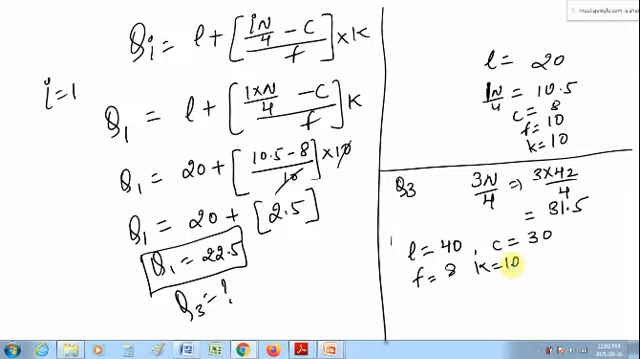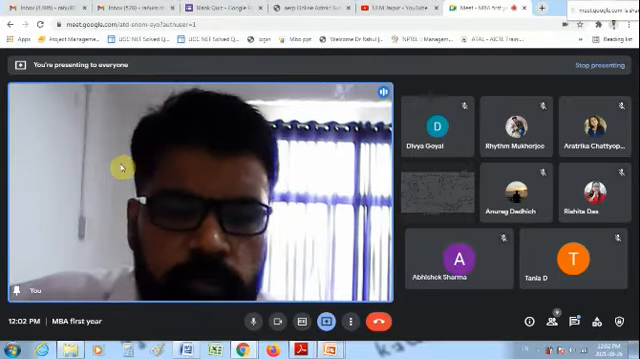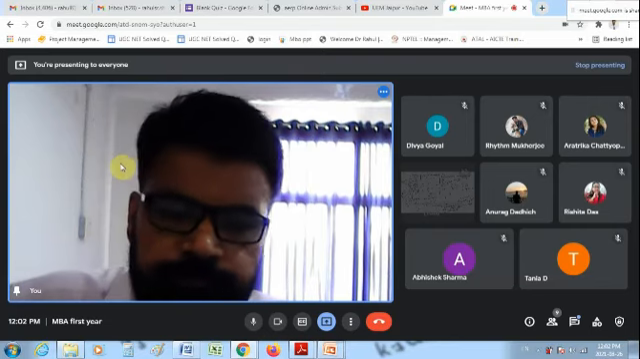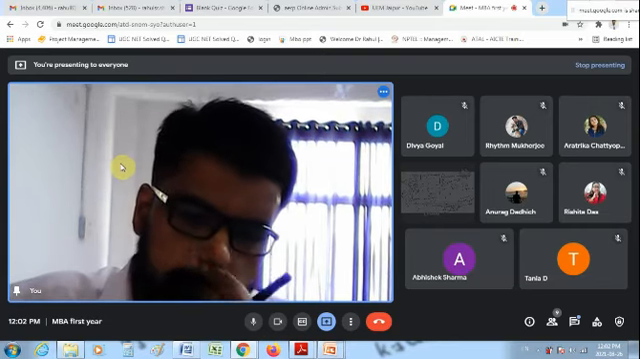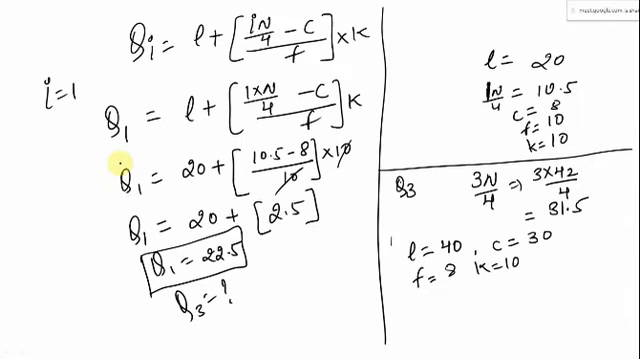This is class interval, which is common throughout the question. The difference among this is what we call class interval. You can check any one out of this. It is same everywhere, right? So it will remain same for Q1, Q2, Q3, whatever it is. It will remain 10 only. Any other doubt? No, sir. Okay.